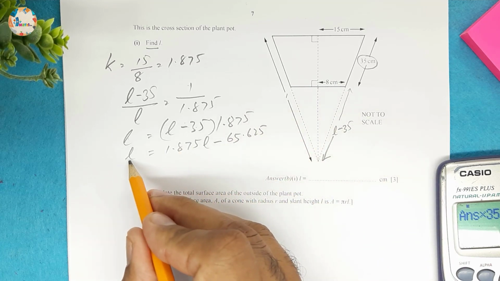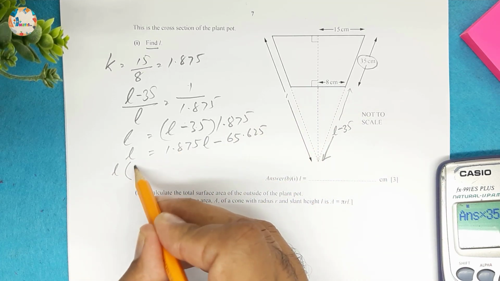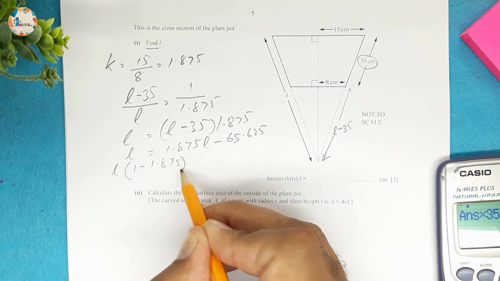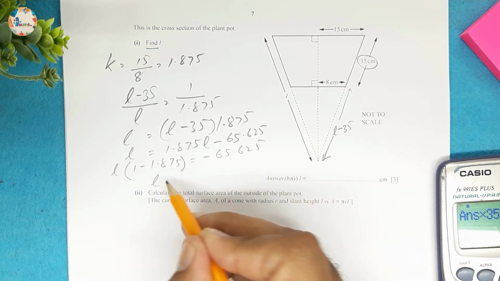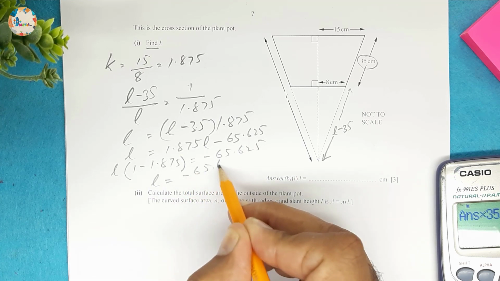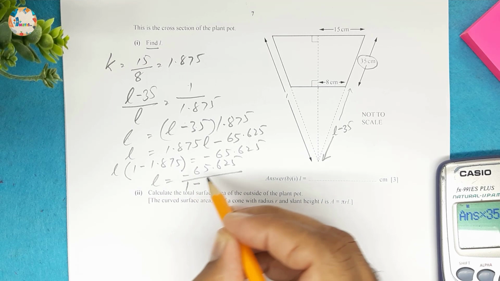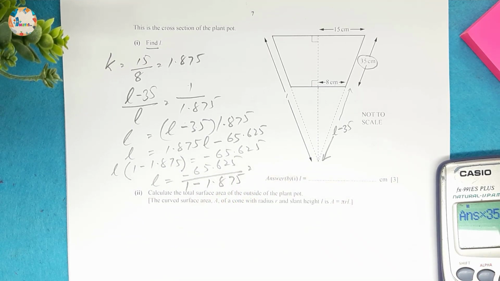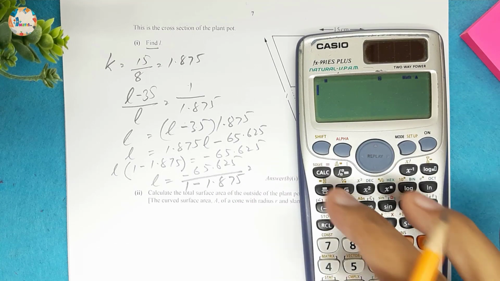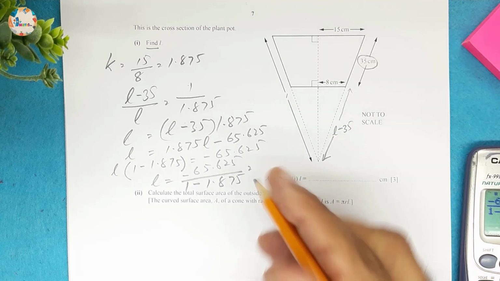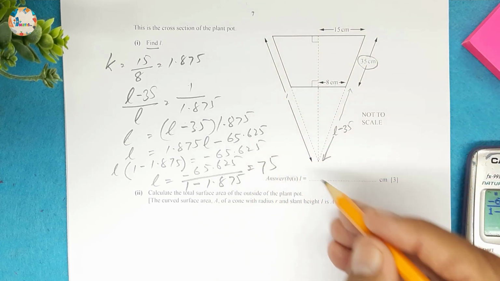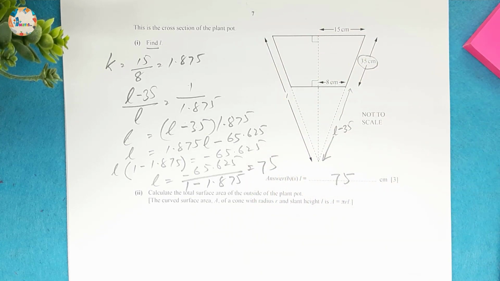This we can shift to this side and take L common, so it will be 1 minus 1.875 is equal to minus 65.625, and this one we can shift to this side, so L will be equal to minus 65.625 divided by 1 minus 1.875. So we divide minus 65.625 by 1 minus 1.875, and this results in 75. So this length is basically 75 centimeters.